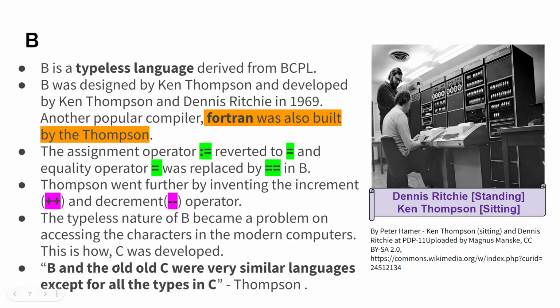According to Thompson, B and the very old C were very similar languages except for all the types in C. B was a typeless language, but C had types in it. Other than that, they were basically the same in the very early days of the C programming language.